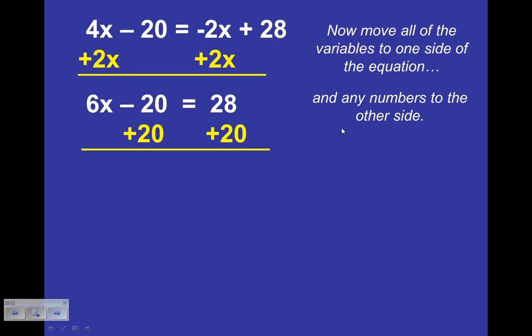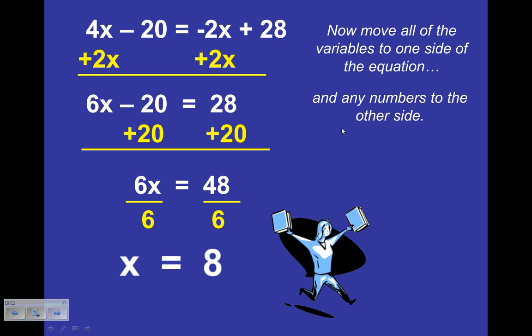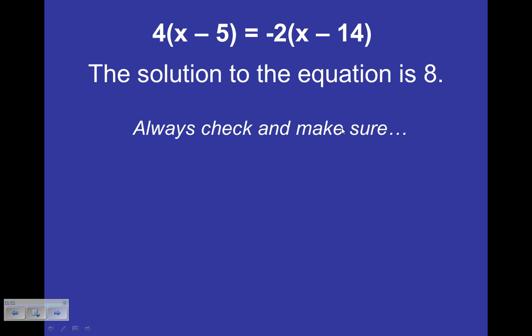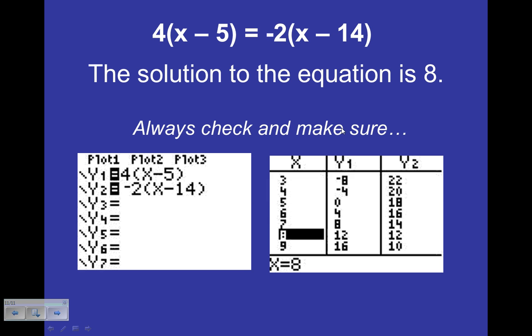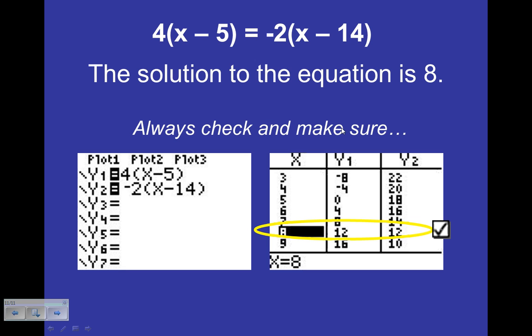Now you're going to move your numbers to the other side, so you add 20 to each side. You get 6x equals 48. Now you divide by 6, you divide by the exact number with the x. X equals 8. To check it, you're going to press y equals, you're going to put the left-hand side into y1, which is the 4 times the x minus 5, the right-hand side into y2, that negative 2 times x minus 14. Press second graph. We think the answer is 8. You'll look and see that y1 and y2 are the same, so that means that we are correct.